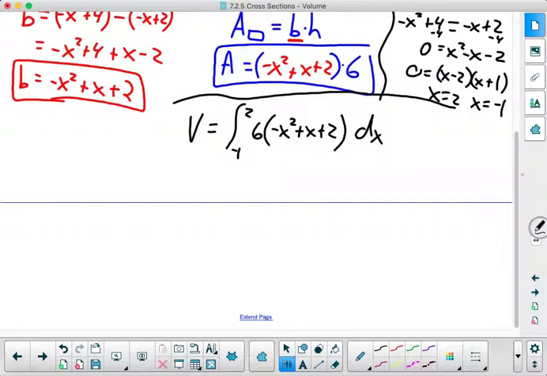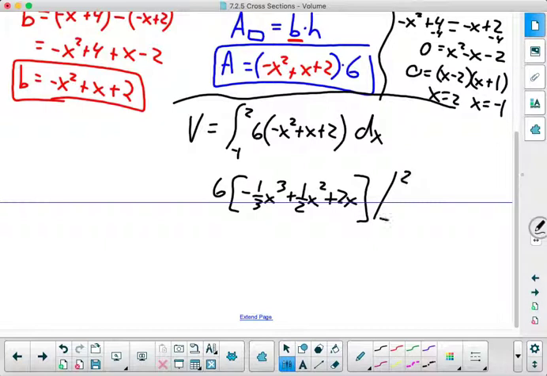If you want to pull the 6 out, pull it out. So you're going to pull the 6 out, and my antiderivative is going to look like negative 1/3 x cubed plus 1/2 x squared plus 2x. We're evaluating at 2 and negative 1.